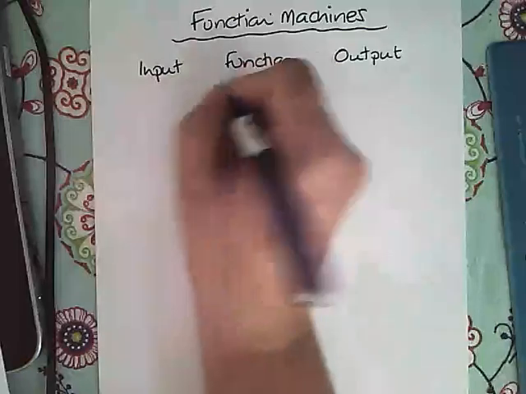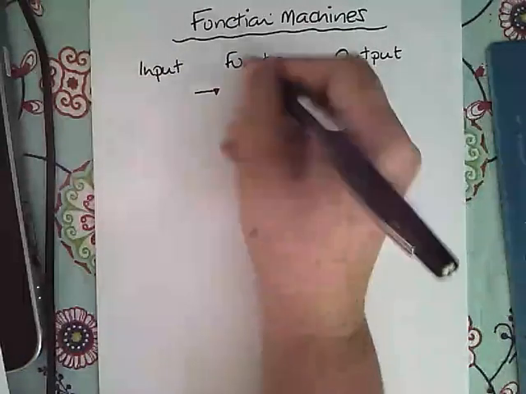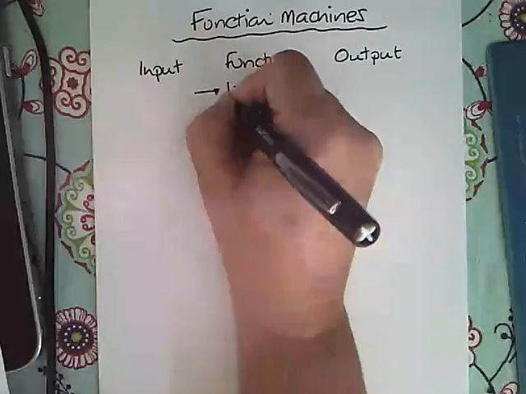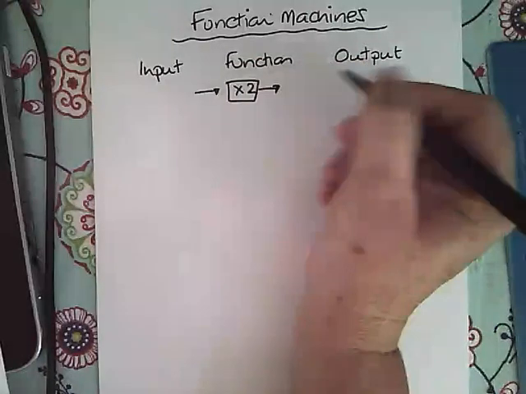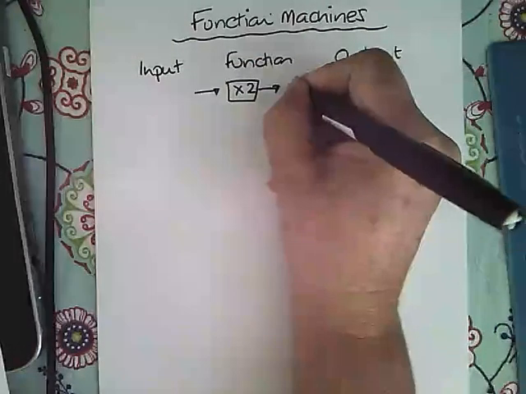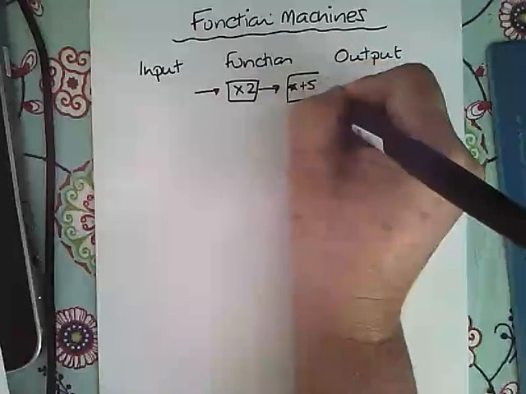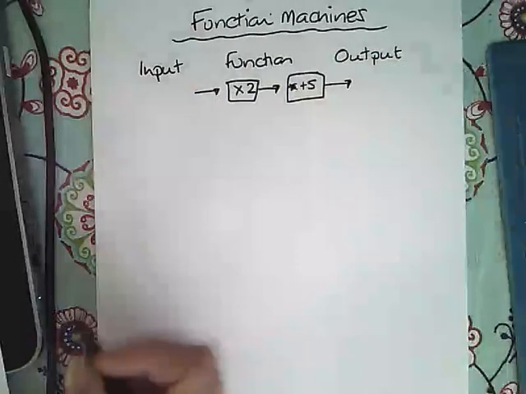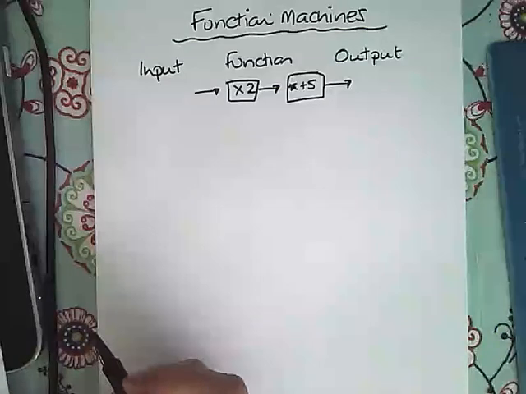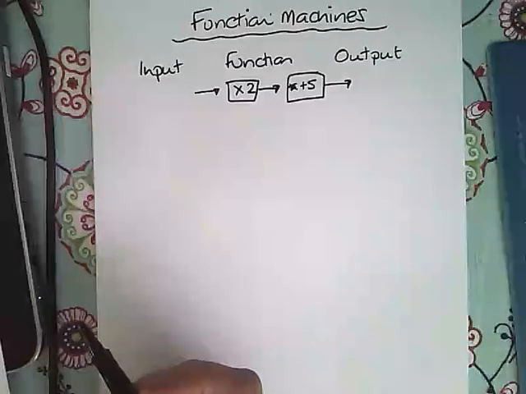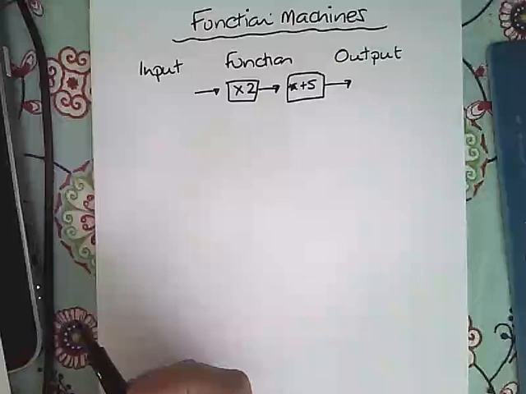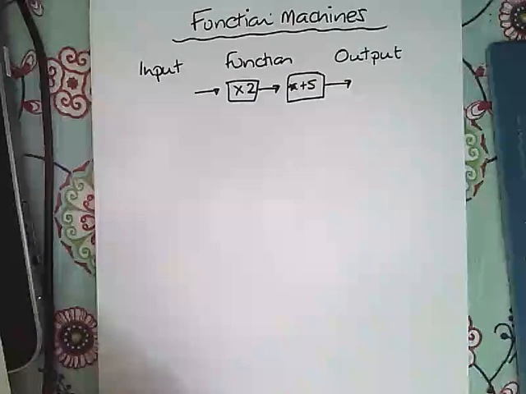The function, what we're going to do is once we've put a number in, we're going to times it by 2. And after we have times it by 2, we're going to add 5. And then we will get a number put out of the function machine. It's really important that these steps are separate and that they are done in the right order, because you'll get a very, very different answer if you add the 5 first and then times that number by 2.